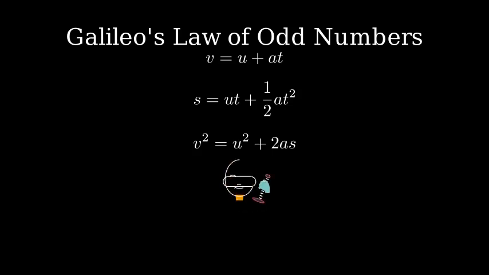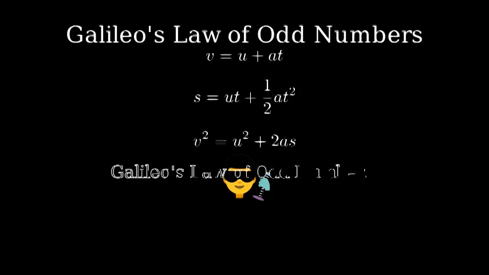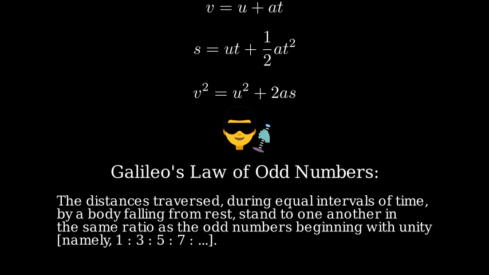Now, let's turn our attention to Galileo Galilei, one of the most influential scientists in history, who made significant discoveries about falling objects. Galileo's law of odd numbers states: the distances traversed during equal intervals of time by a body falling from rest stand to one another in the same ratio as the odd numbers beginning with unity, namely 1, 3, 5, 7, and so on.